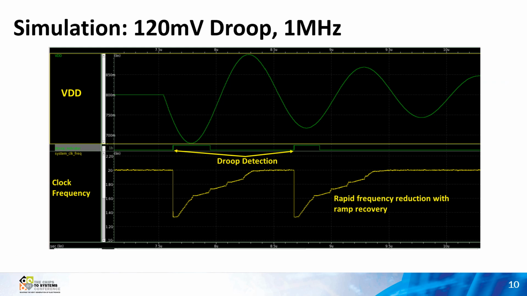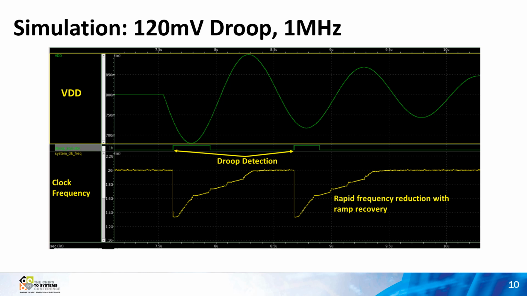Now we can examine some simulation results of the system. We can see the overall system response in a zoomed out view. This case is applying a sinusoidal droop of 120 millivolts from an 800 millivolt nominal voltage at 1 megahertz. When the voltage droop crosses a program threshold, the clock frequency immediately reduces to 2/3 of the operating frequency. Note that this is a higher frequency than a typical divide by 2 approach.